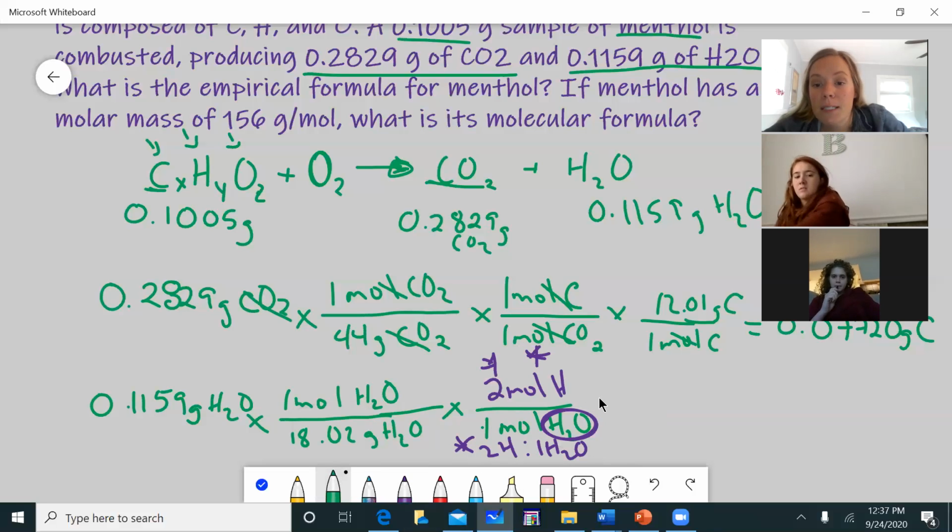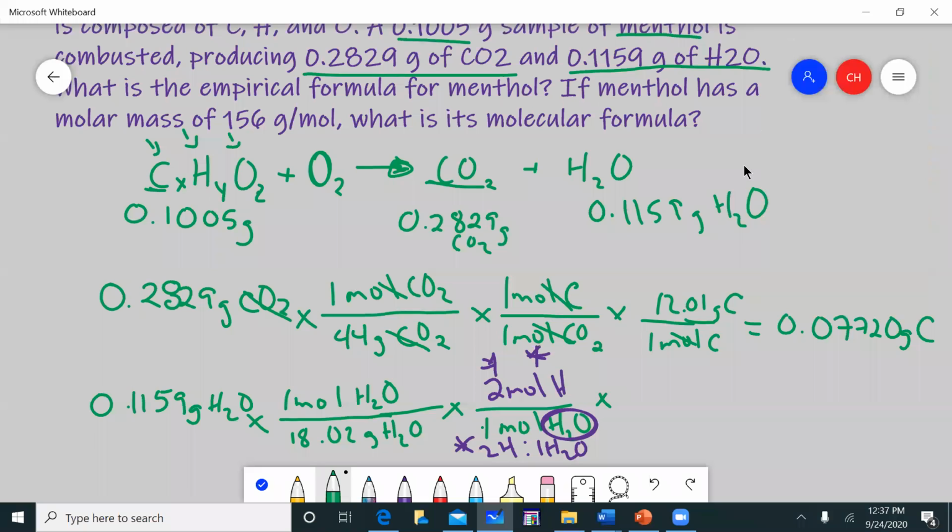And then the last step is to get out of our moles of hydrogen. We don't want moles of hydrogen anymore. We're going to get it into grams of hydrogen: 1.01 grams of hydrogen.